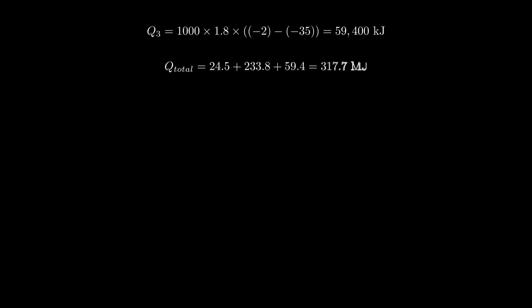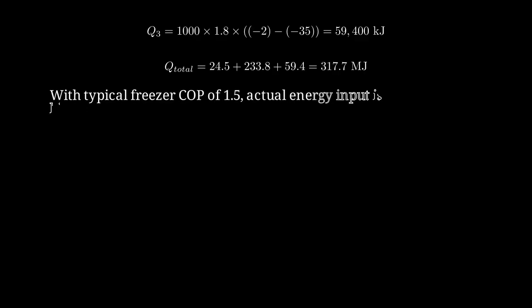Total energy, 24.5 plus 233.8 plus 59.4 equals 317.7 megajoules required to freeze this batch. With a typical coefficient of performance of 1.5 for commercial freezers, the actual electrical energy input would be about twice this amount. Beyond safety, freezing protocols significantly impact the quality attributes of the final product.